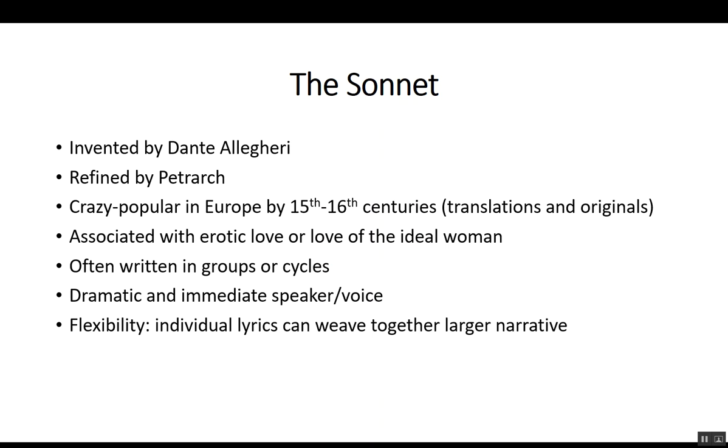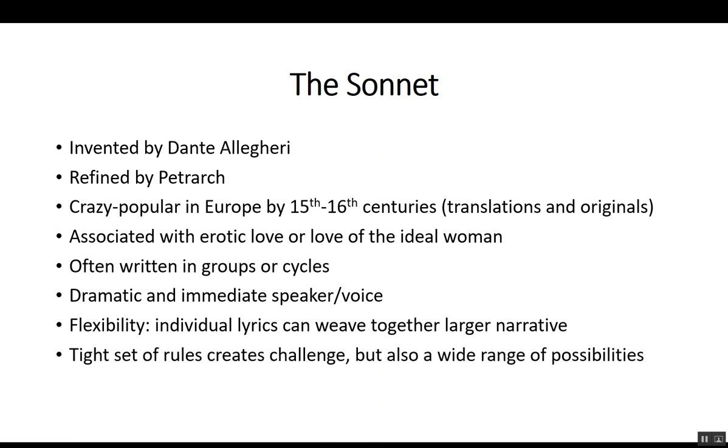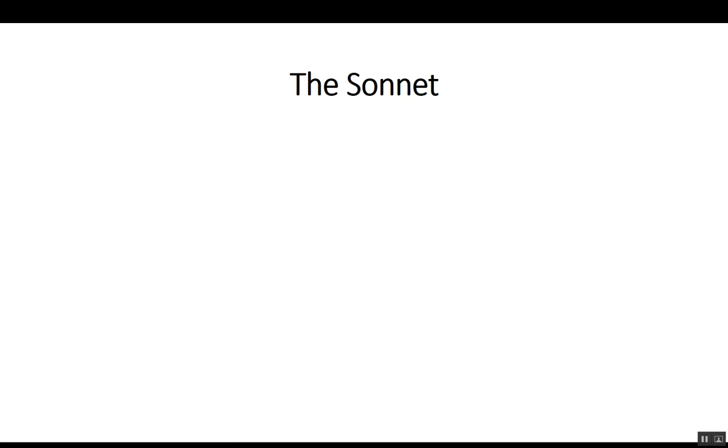And as a result of their form, we're going to look at their form carefully in just a second. They're incredibly flexible. They are individual lyrics that can stand on their own, but they can also be woven together to imply a larger narrative, as I just suggested, with the idea that sonnets were often written in cycles or large sets. And they involved a tight set of rules that were demanding, but not terribly demanding, okay? There are other closed poetic forms in English that are far harder, like the sestina, for instance. But they're demanding enough that they pose a challenge for the poet, but they also permit a wide range of flexible possibilities. Now let's take a look at the two major forms of the sonnet.